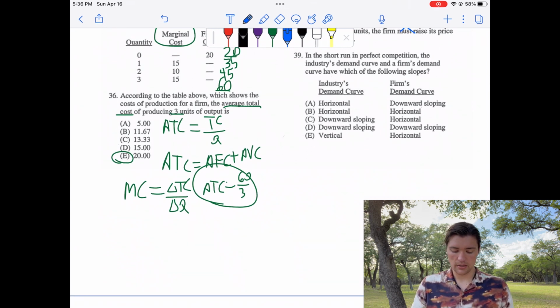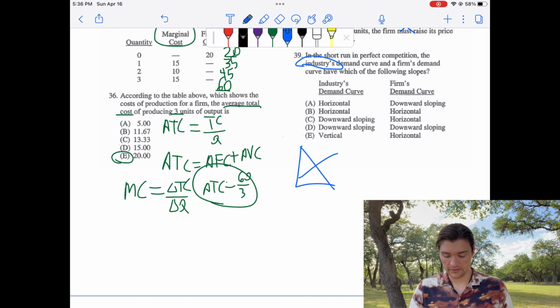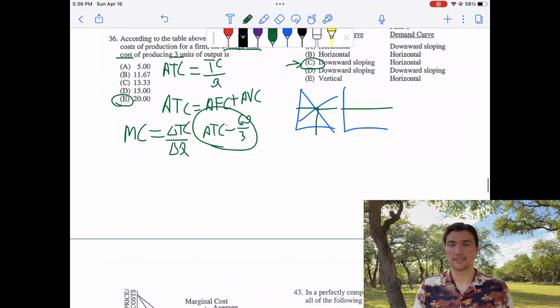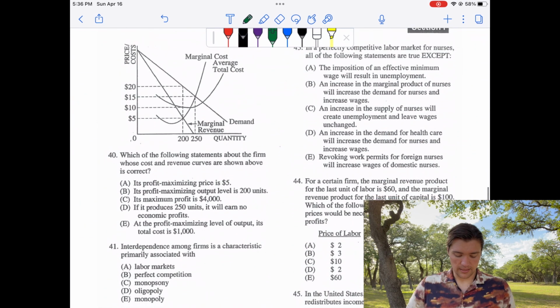39, in the short run, in perfect competition, the industry's demand curve and the firm's demand curve have which of the following slopes? Well, the industry demand curve, remember, is simple. It's supply and demand. And then the firm takes this price here. Okay, so therefore, the industry is downward sloping, and the firm is horizontal. So 39 is C.